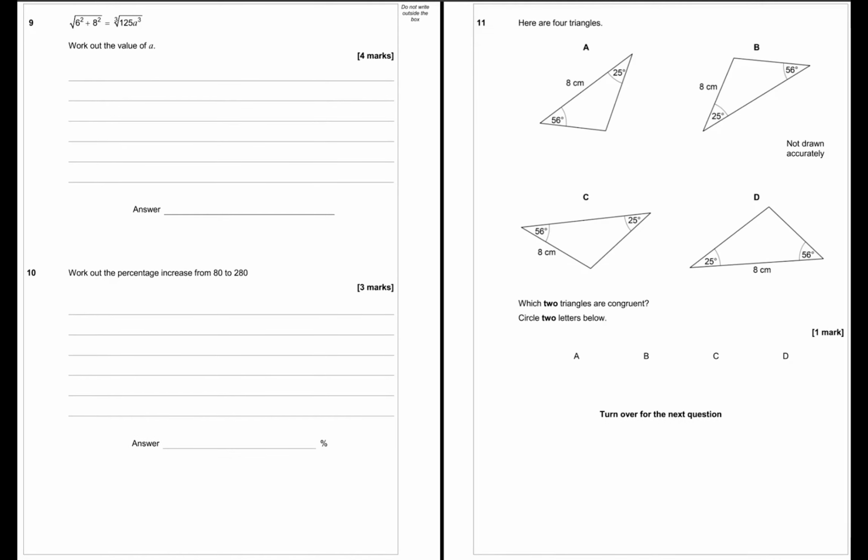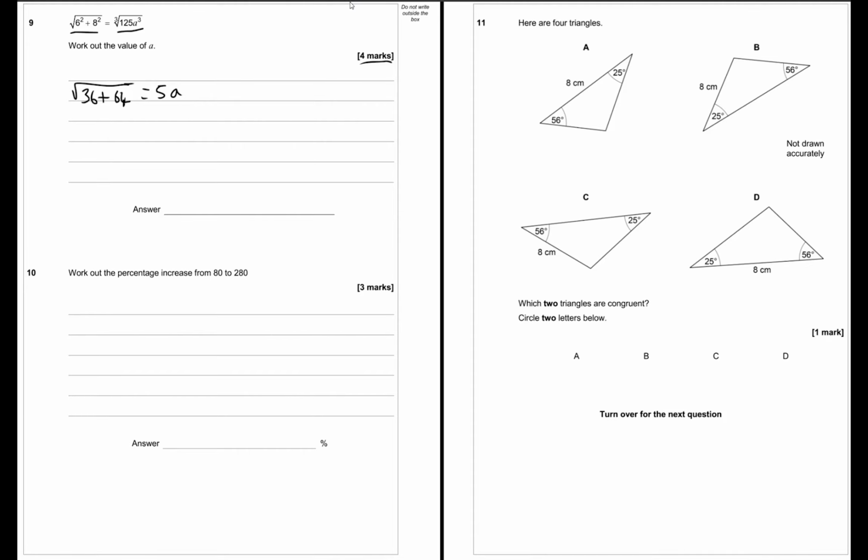Okay, question 9. So this is for 4 marks, so we know there's going to be lots to do here. Okay, work out the value of a. So let's see what we can do. Alright, let's multiply out these squares here. So we're going to get square root of 6 squared, which is 36, plus 8 squared, which is 64, equals, what can we do on the other side? We've got a cube root, and we've got a cubed. So that means we can take the cube root of 125 and the cube root of a cubed, which is going to give us 5a.